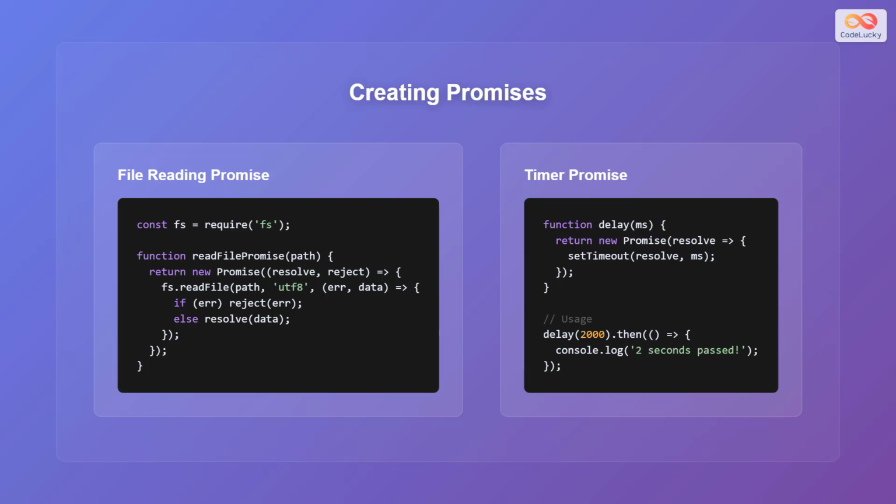Next, consider a timer promise. The delay function returns a promise that resolves after a specified number of milliseconds. It uses setTimeout to simulate a delay, and then resolves the promise. You can use this to pause execution for a set duration.